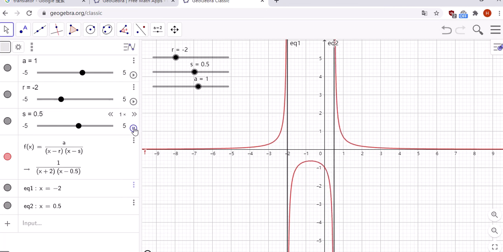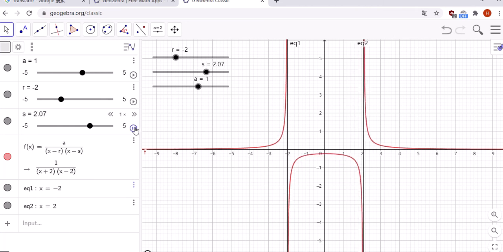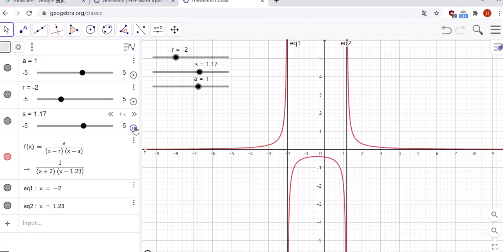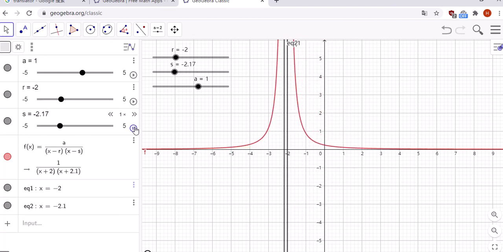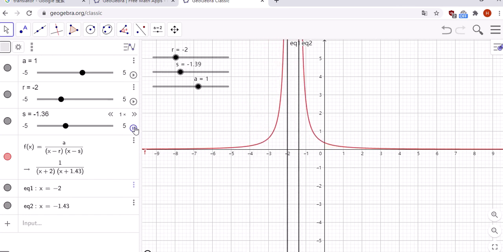When s is more than 0, the same thing: left side and right side are both above the x-axis. The middle one is under the x-axis. But here the vertical asymptotes change. One is x equals -2, another is x equals 1.37. So again, okay, we stop.